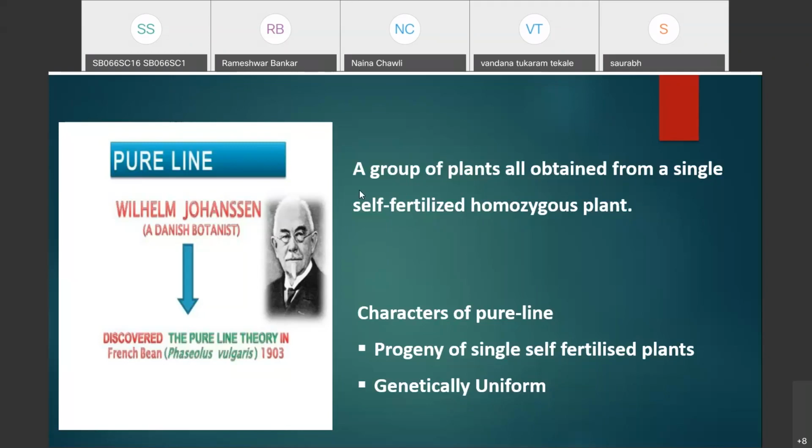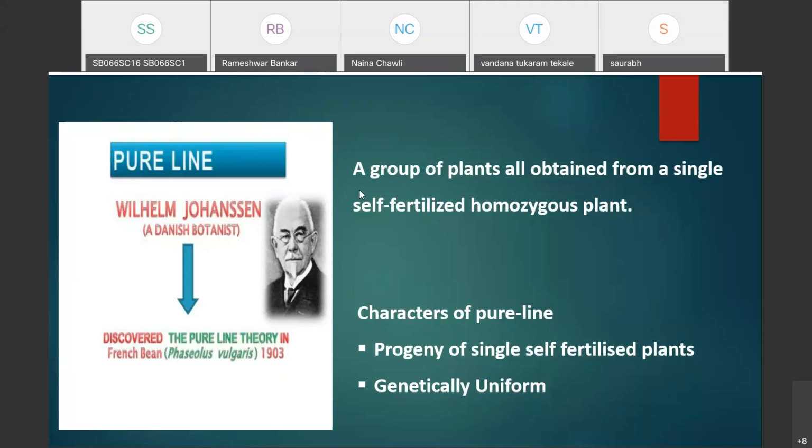Another important thing is the characters of the pure line. These pure lines are the progeny of single self-fertilized plants, or we can say the progeny of a self-pollinated crop, as these are self-fertilized and homozygous.